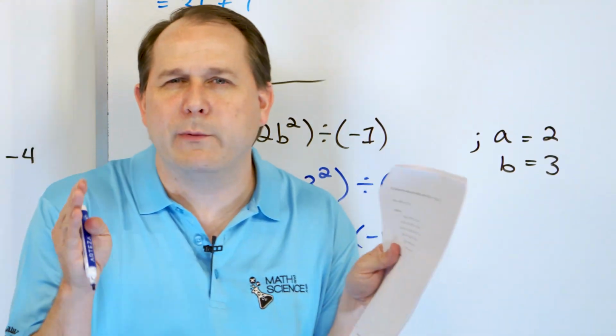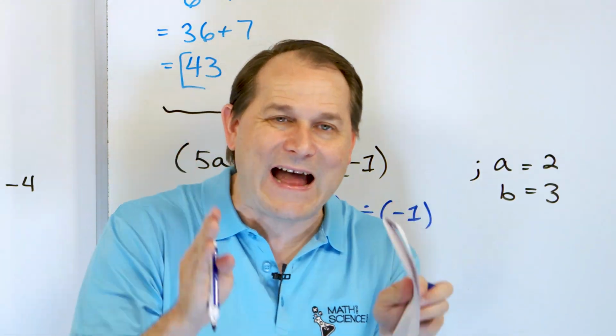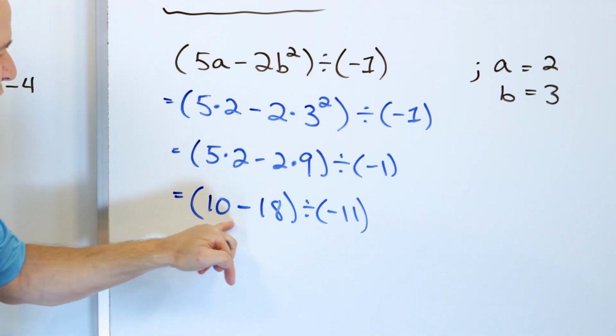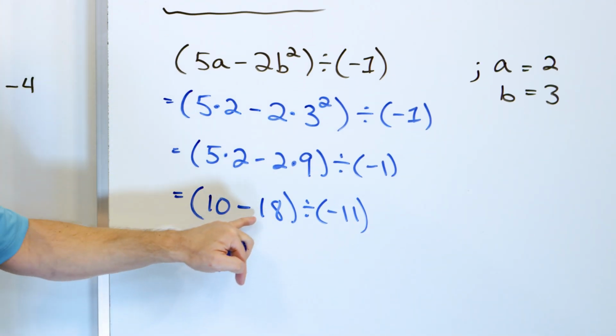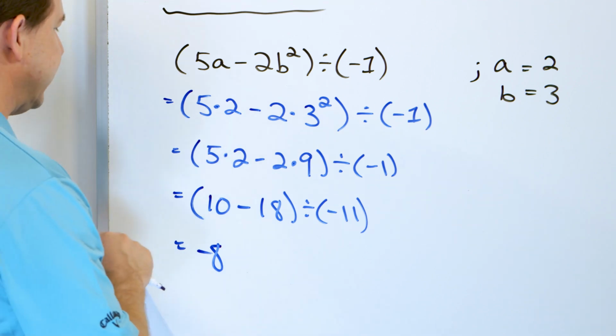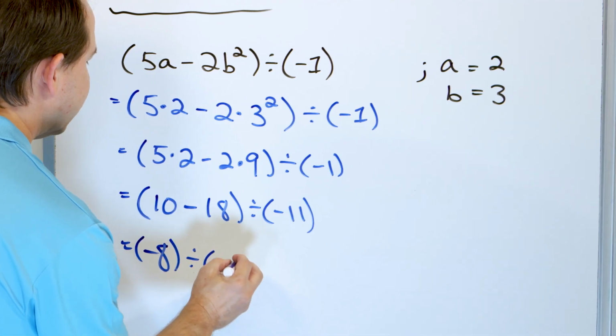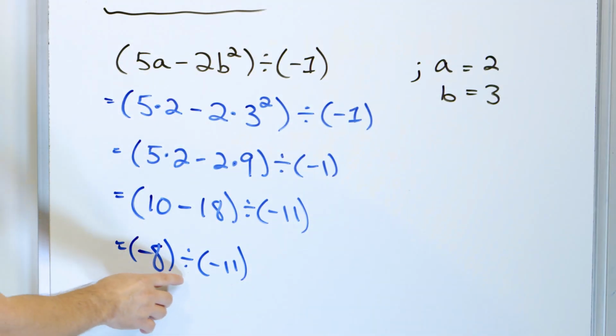So I'm teaching you two ways to think about it. One way is to think of it as adding a negative number. Another way to think of it is just subtraction. And if you can't do the subtraction, then you just subtract it anyway and make it negative. Whatever way you want to think about it is fine with me. So I have negative 8, and I'm now dividing by negative 11. Negative 8 divided by negative 11.